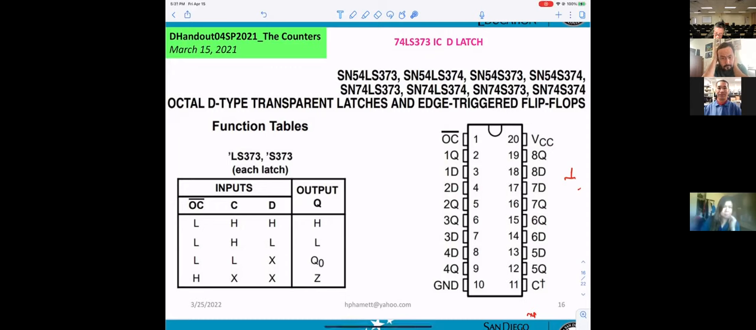However, if pin 11, C, is at a logical one, then the input for D will go inside here. Okay, it will go inside. If I see pin 11 at a logical low, again, you can change whatever input up here, it cannot get inside. That's how C controls, that means enable.